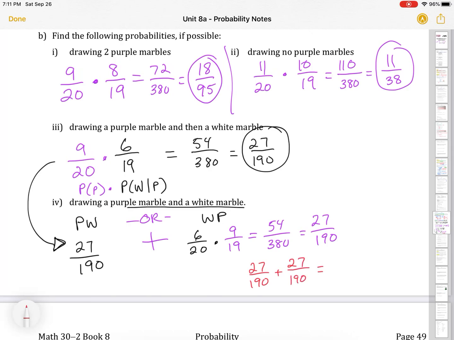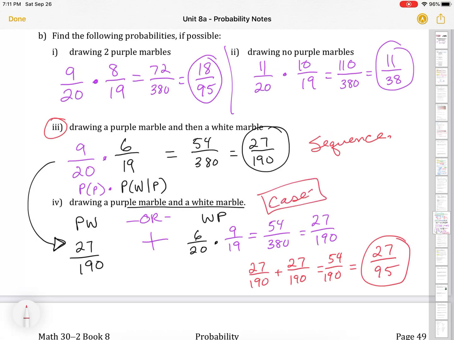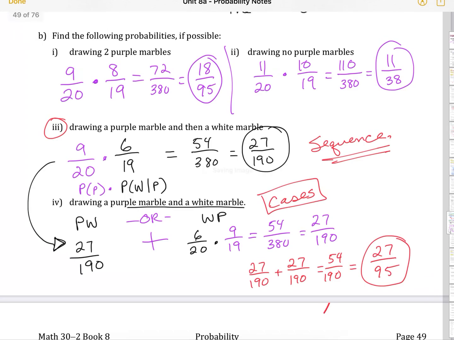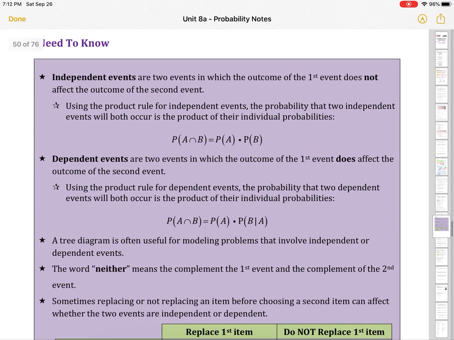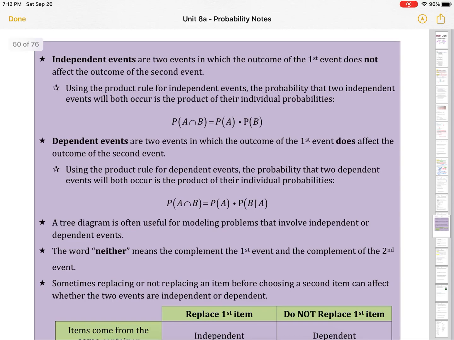So I'm going to add them because it's an OR statement. So when I add them together, I'm going to get 27 over 190 plus 27 over 190, which is equal to 54 over 190, which reduces to 27 over 95. And that's just your fraction work. I think the big thing to understand is that in this situation, sequence was important, and here sequence was not. So this means you have cases.